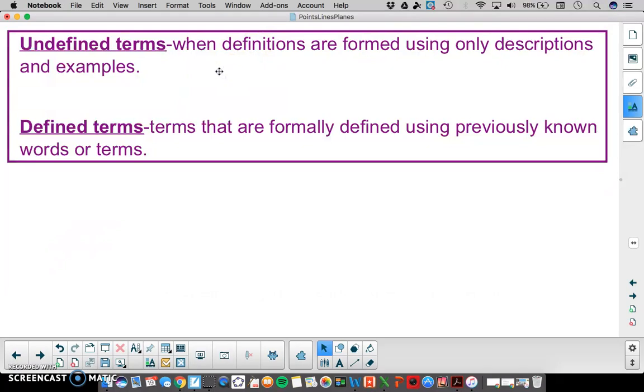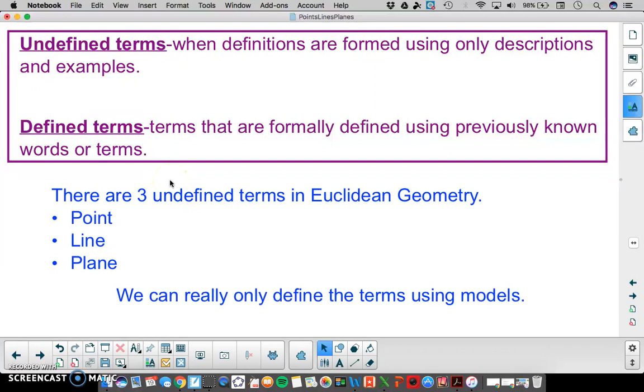These terms don't have formal definitions, but we define them using descriptions and examples. So they are what we call our undefined terms. Then with those undefined terms, we can use them to define other terms. So a defined term is a term that is formally defined using a previously known word or definition. In Euclidean geometry, there are 3 undefined terms that will be the basis for all of our other definitions, postulates, and theorems. And these 3 undefined terms are point, line, and plane.